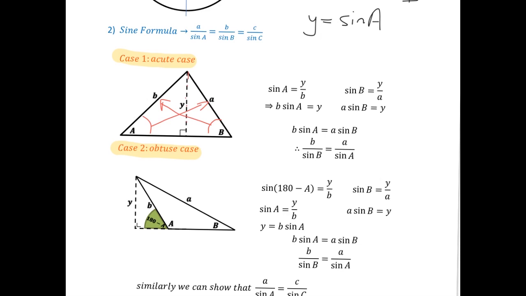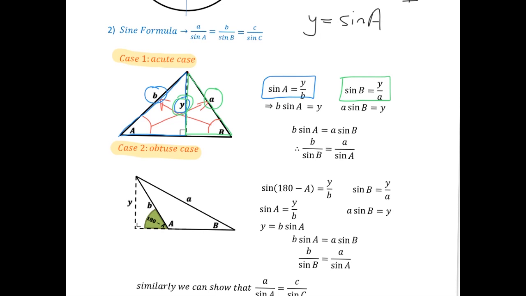So, using the 2 right-angled triangles, our triangle with angle A, using this right-angled triangle, we can say that sine A is equal to y over b, our opposite over our hypotenuse. Using our second triangle here with the angle B, again right-angled triangle, we can say that sine of B is y over a, again our opposite over our hypotenuse.